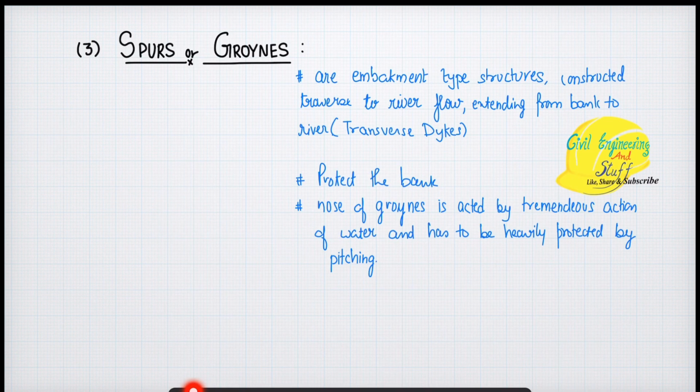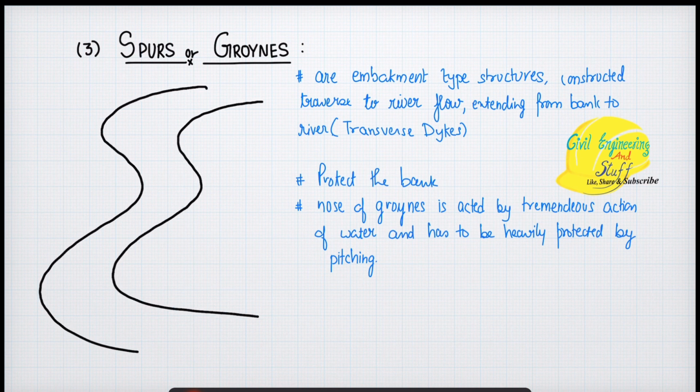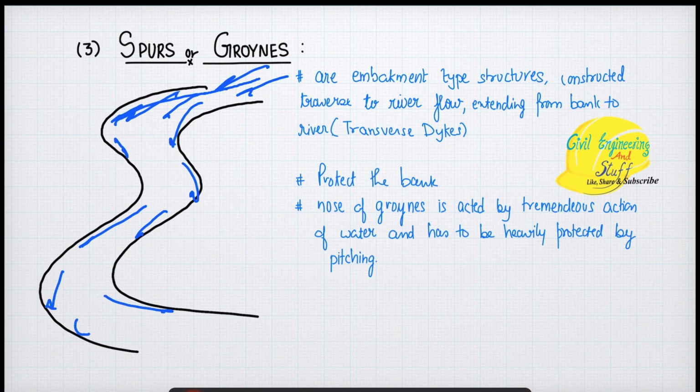The next river training structure is what we call the spur, or commonly known as the groynes. Okay, so what happens is we have a river, right, and the water flows in the river with certain velocity. So the moving water impacts the bank of the river with certain velocity. It keeps on striking the bank of the river.